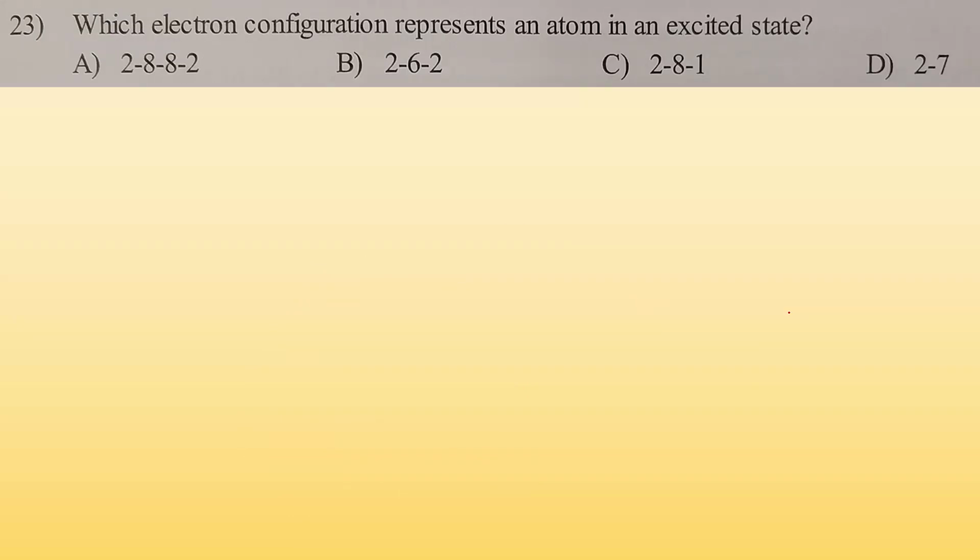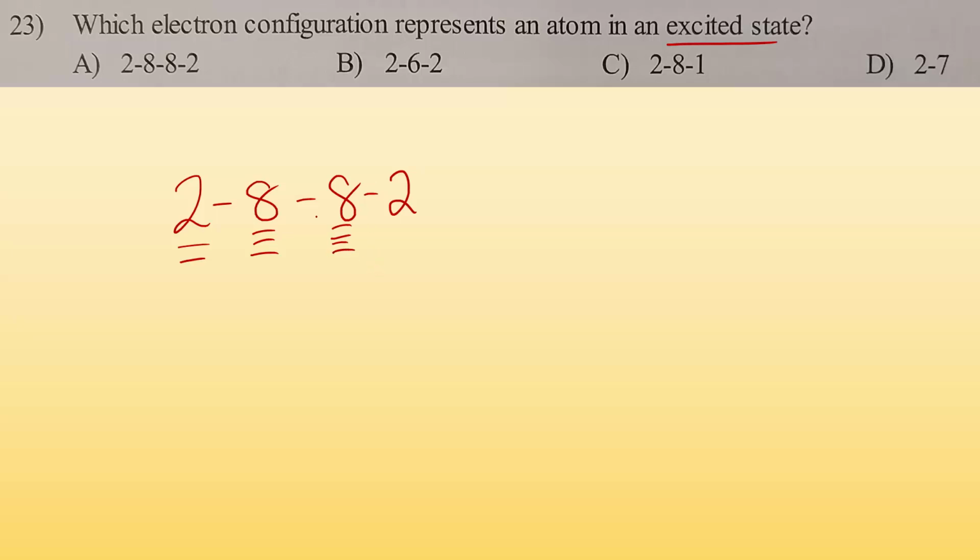All right, 23. Which electron configuration represents an atom in an excited state? We have to take a look at our reference tables and see what the ground state is. Normally, you can have 2-8-8-2 as your ground state. So you fill the first energy level with 2, then you put 8 in the second energy level, before you go into the third energy level and put 8 in there.